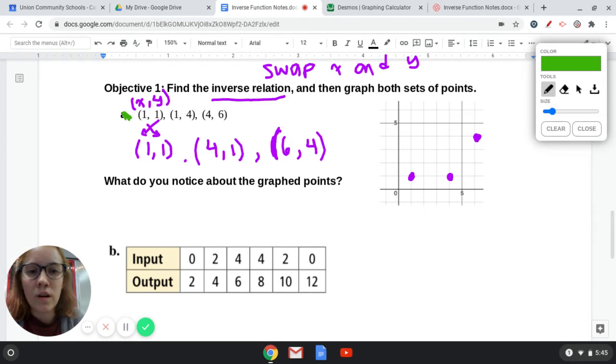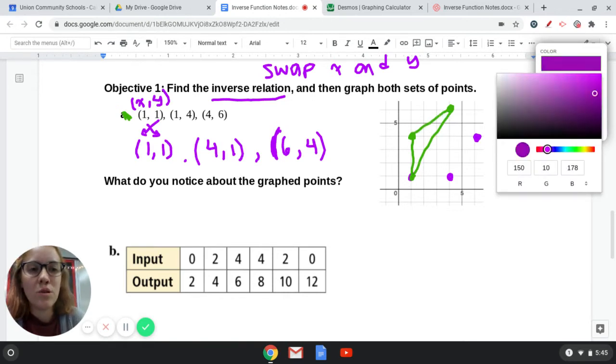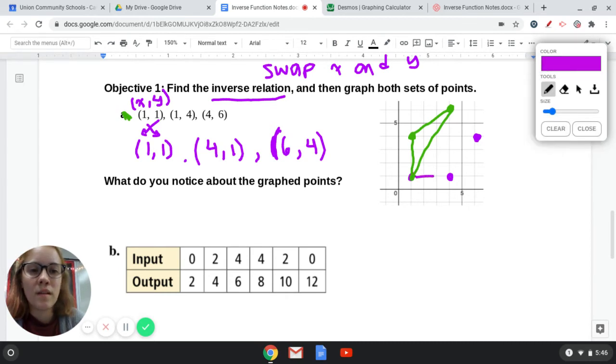So we'll graph (1, 1) again. These overlap. (1, 4) is over 1, up 4. And then (4, 6) is over 4, up 6. And I'm also going to draw these triangles just for the sake of helping you see what's really going on here. I'll go back to my pink color, or at least I'll try. And this one looks like this.